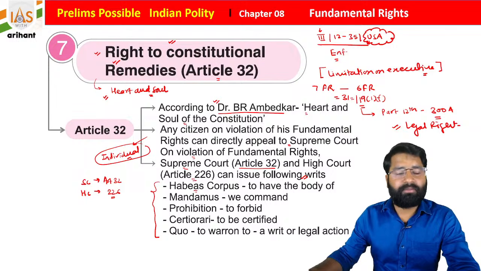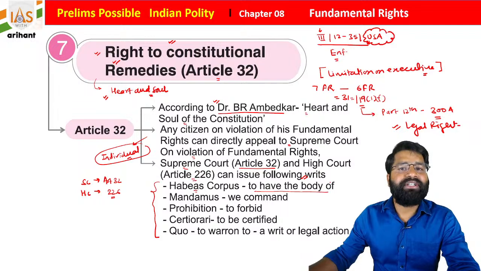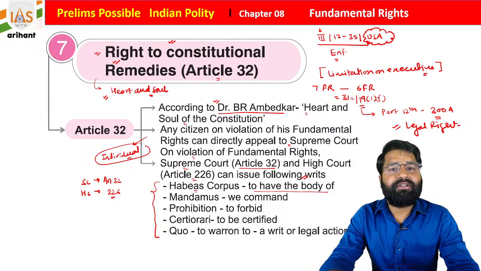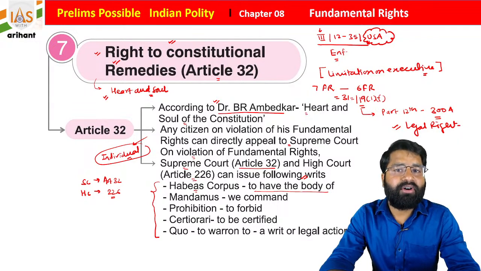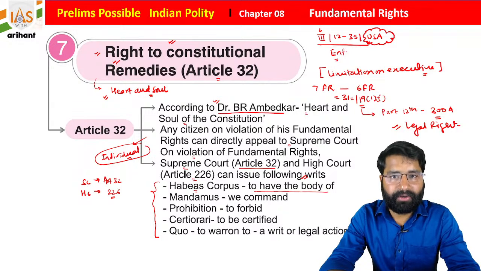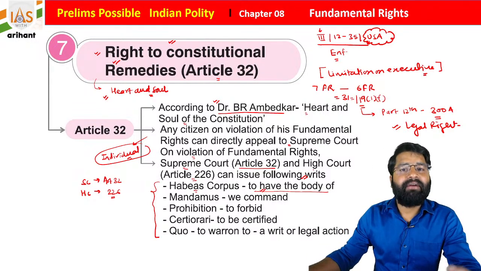So habeas corpus basically means to have the body, or to present the body of. When is it introduced, students? Let's suppose someone is arrested and he or she is not produced before the court or nearest magistrate within 24 hours. It means that his or her fundamental right is violated. In that case, habeas corpus is used by the Supreme Court. They direct the police official to present the body, to have the body. That's why it is habeas corpus.